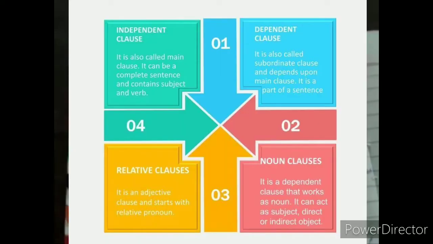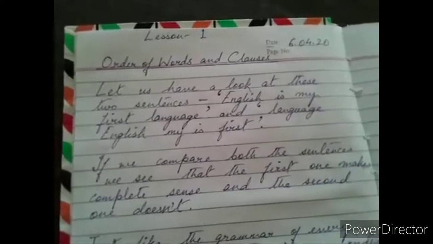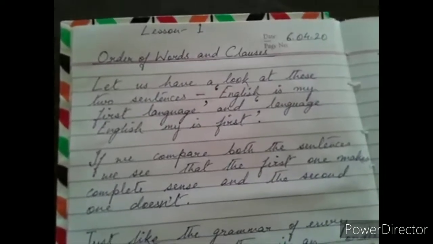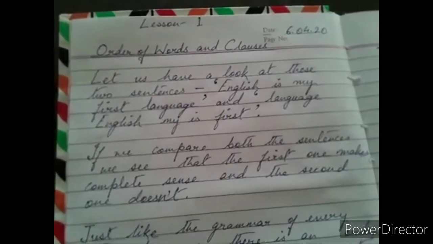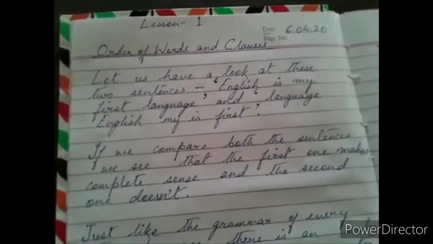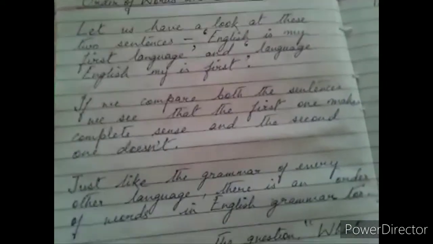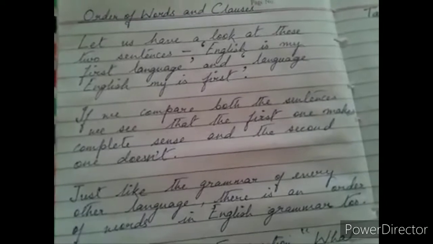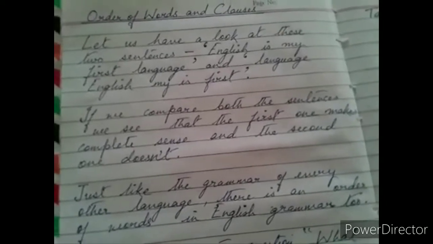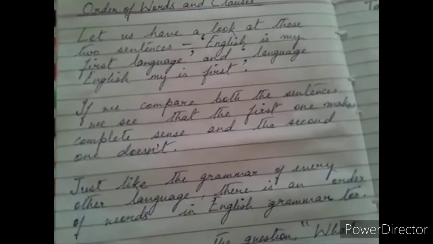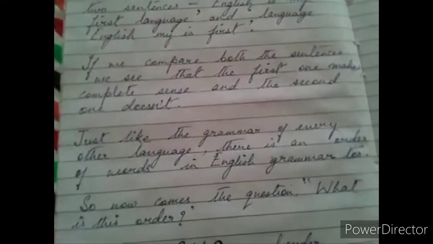So the lesson is order of words and clauses. Let us have a look at these two sentences. English is my first language. Language English my is first. If we compare both the sentences, we see that the first one makes complete sense and the second one doesn't.